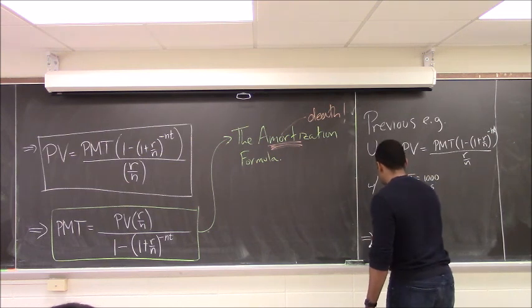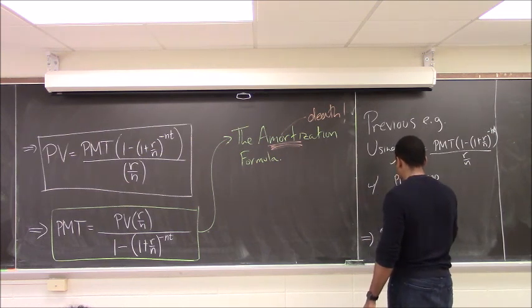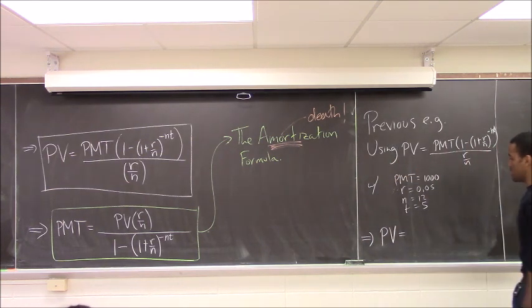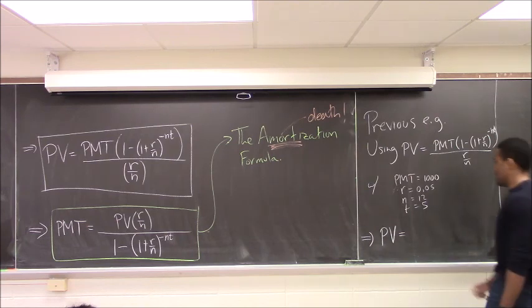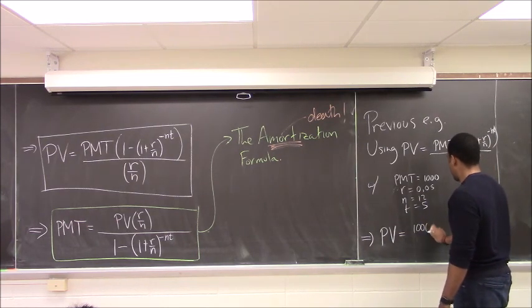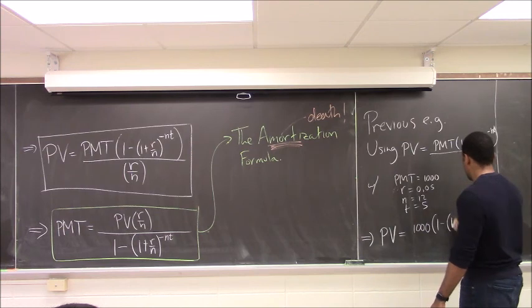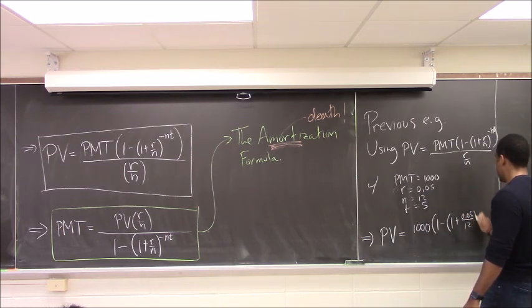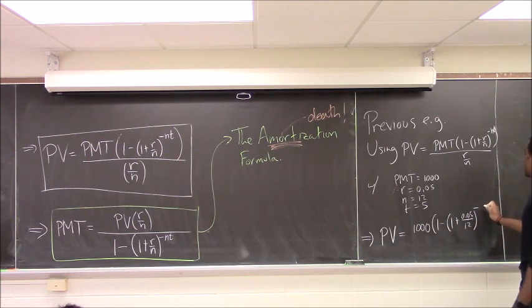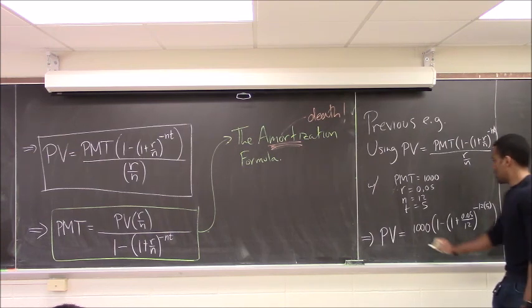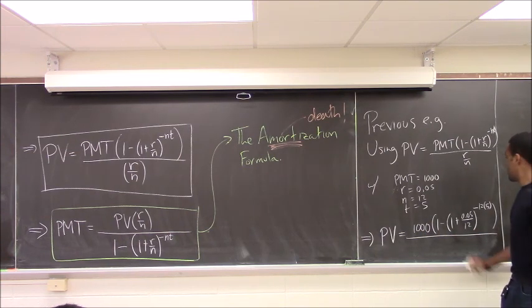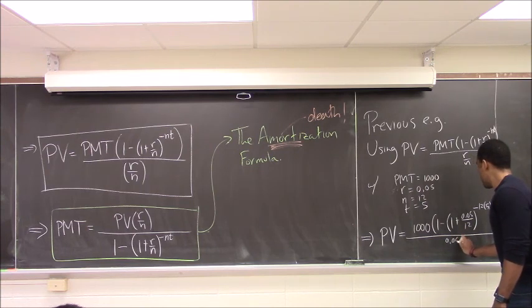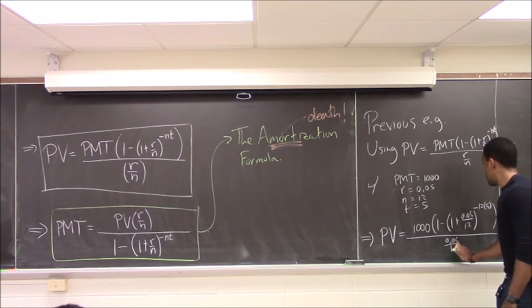So this means the present value, the lump sum in the present that is going to be worth, is going to be 1,000 times 1 minus 1 plus 0.05 over 12 to the minus 12 times 5, all over 1.05 over 12.